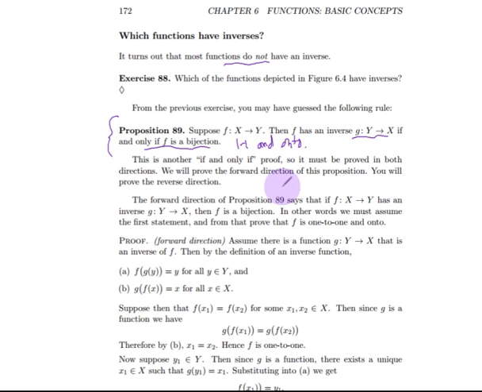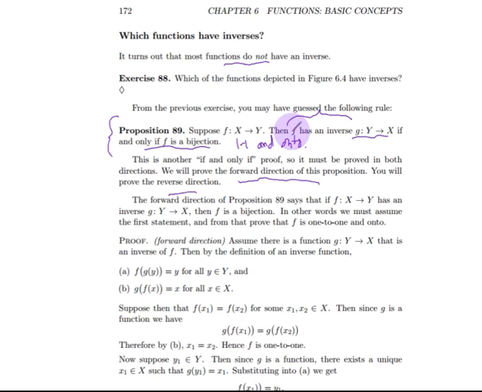Okay, we're going to prove the forward direction, and we'll ask you to prove the reverse direction. What's the forward direction? We're assuming that f has an inverse, and we're going to show that f is a bijection. And you have to go the other way around: if f is a bijection, then f has an inverse.